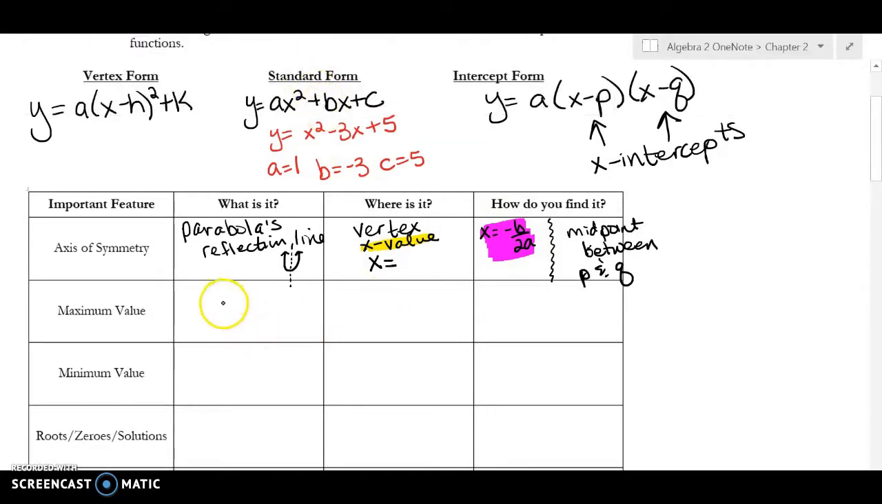Okay, so the maximum value, if I have a graph that goes down, this is a graph that has a negative a value. So whatever the a is negative, then I have a max value. It's right here. It's this turning point. And it's the vertex again. But this time it's how high you go. So it's the y value of the vertex.